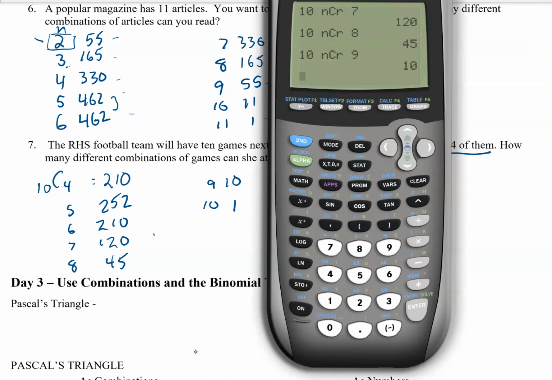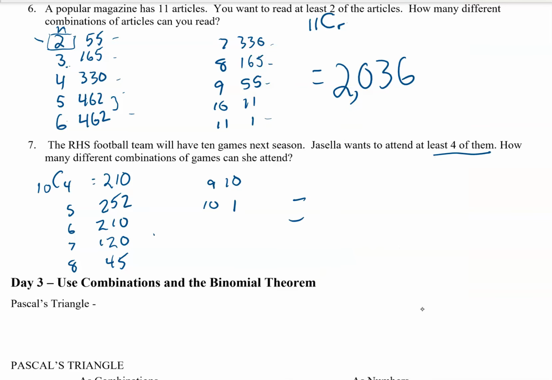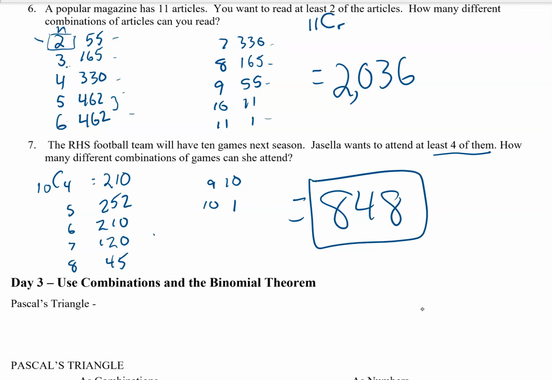So again, we're going to add these together. As you can see, I did these offline. So 210 plus 252 plus 210 plus 120, 45, 10, and 1 more. A total of 848 ways for her to watch 4 or more of the 10 total games next season.